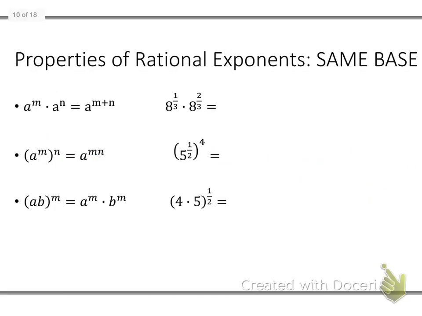Okay, so here, these are going to be a lot like when we are doing exponent rules. So when I multiply things with the same base, I add their exponents, but they have to be the same base. Okay, so we keep the base, add the exponents. 1/3 plus 2/3 is 3/3, which is 1.